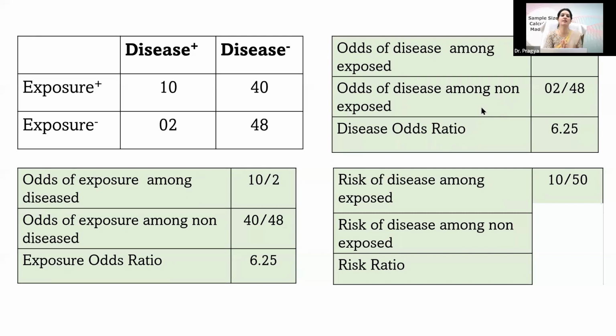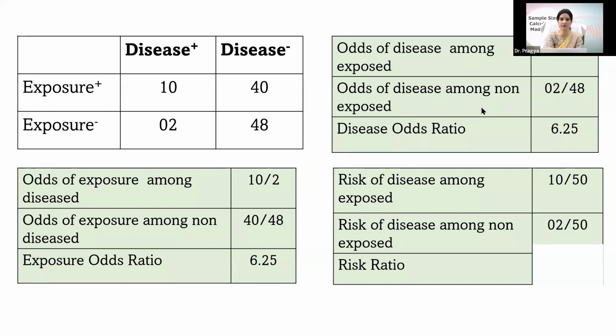Yes. So do you understand the exposure and the odds and risk? What is the difference between the odds and risk? In risk, you take the whole denominator, whereas in odds, you don't take the whole denominator. And if I ask you what is the risk ratio in this case, what will be the answer? Please calculate the risk ratio.